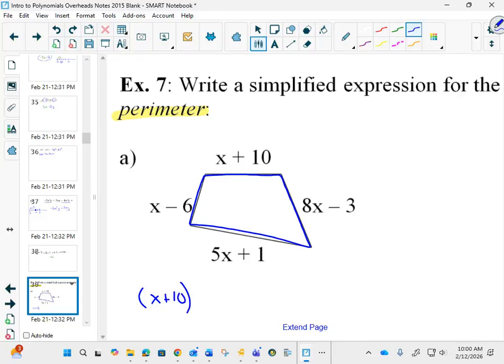I'm going to start at the top. Then I need to add, what's my second side? 8x minus 3. Right? I'm starting at this green point. Now I'm at this bottom corner. I want to go the whole perimeter, travel all the way around. What am I going to add next? 5x plus 1. And then I'm going to add the last side, x minus 6.